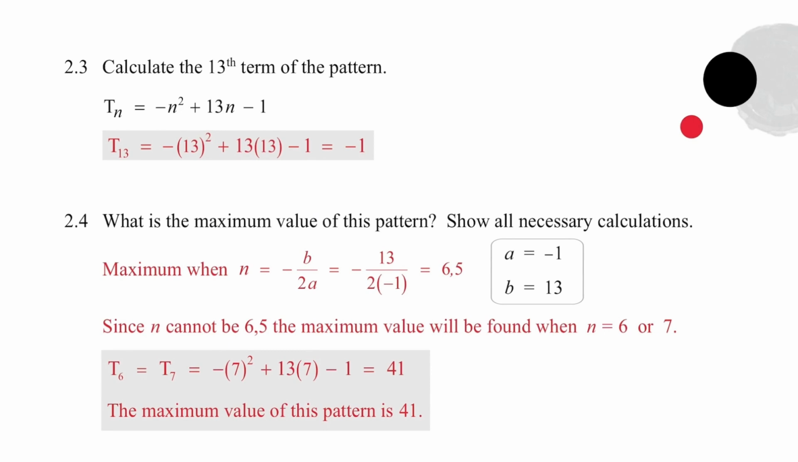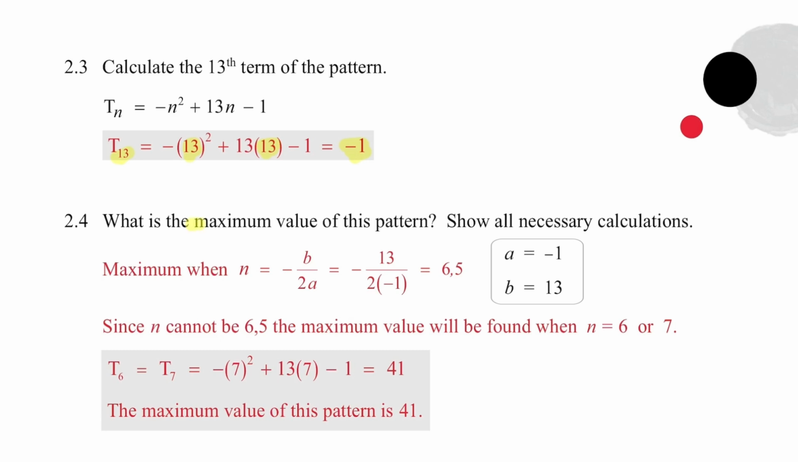In 2.3, we are going to use that formula to work out the value of the 13th term. So if we substitute 13 in place of n, we will end up with a result of minus 1. So the 13th term has a value of minus 1.